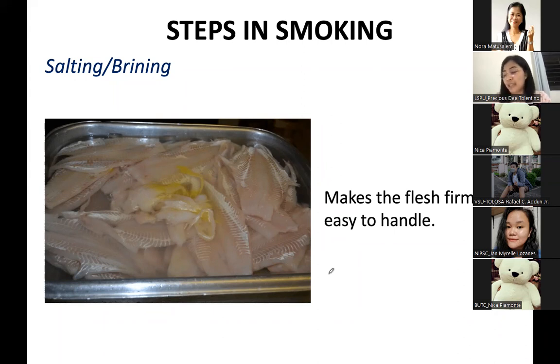Paki-type na lang po diyan sa ating chat. Yes or no lang, para at least alam ko na naka-smoking kayo. Ano? Really? Yes, meron. Sandali.